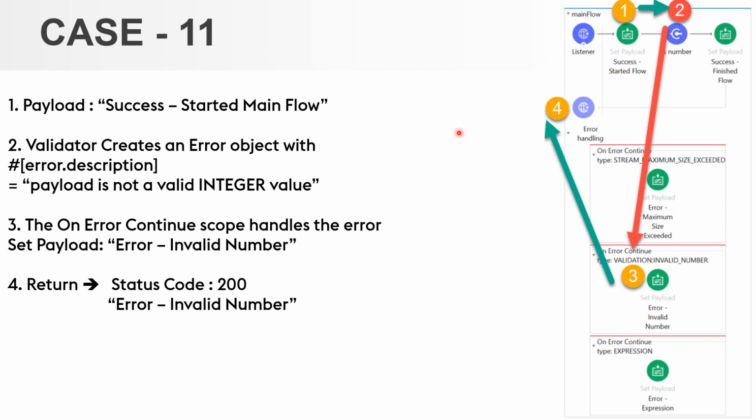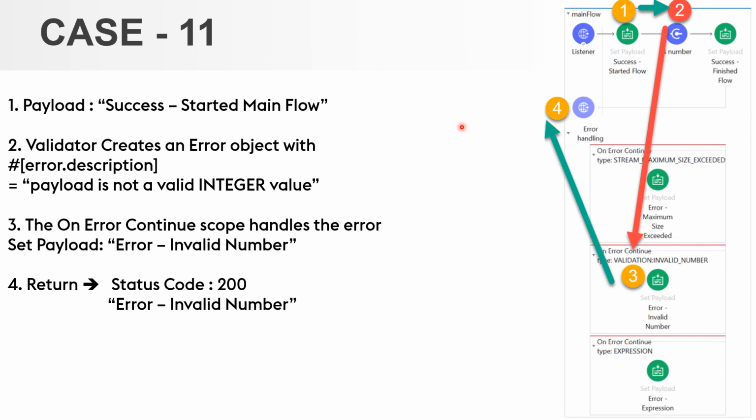So here in this case, what will happen is in set payload you are setting it to success started main flow. Then your control is going to is number. This is generating error. What is the error description? Payload is not a valid integer type. So now here comes the type. We had seen in components of error object, right? First was error description, second was error type. So based on error type, now you're classifying your different errors. Okay. So if the error type is validation invalid number, then this block will handle your error.